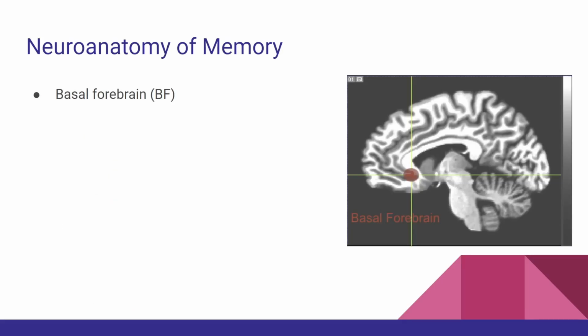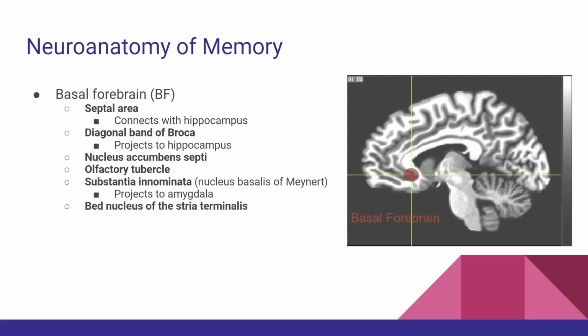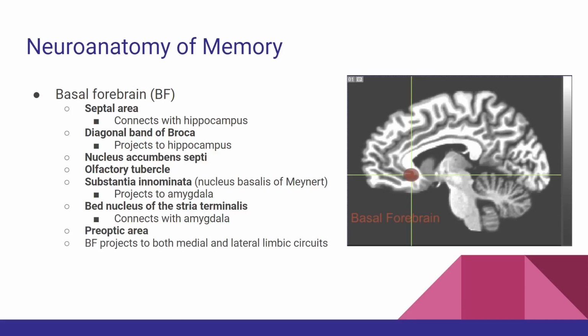Another important area associated with memory functioning is the basal forebrain, and it has a variety of nuclei that contribute to memory functioning, including the septal area, the diagonal band of Broca, nucleus accumbens septi, olfactory tubercle, substantia innominata, found in the nucleus basalis of Meynert, bed nuclei of the stria terminalis, and the preoptic area. And these different nuclei connect to both the medial and lateral limbic circuits, which are responsible for memory functioning.